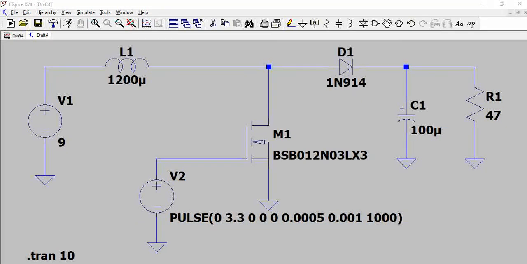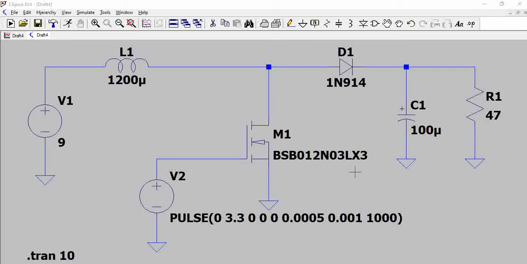Hello all, let's talk about a simple boost converter design. So in this design, we will just build a sample boost converter without too many design calculations put into it. We will talk about the design calculations after understanding the functionality of this particular circuit.